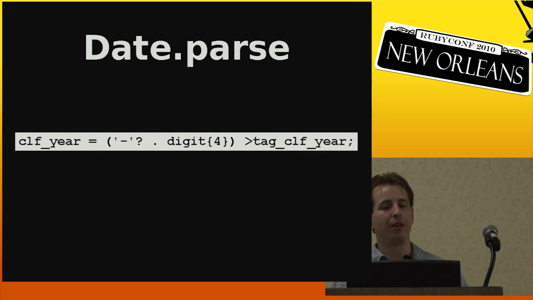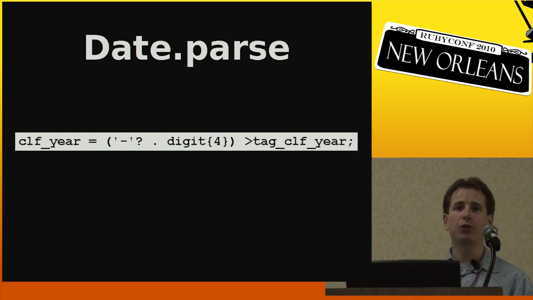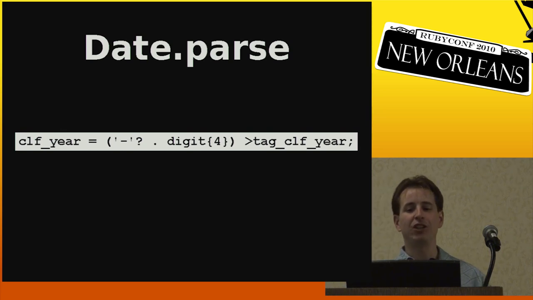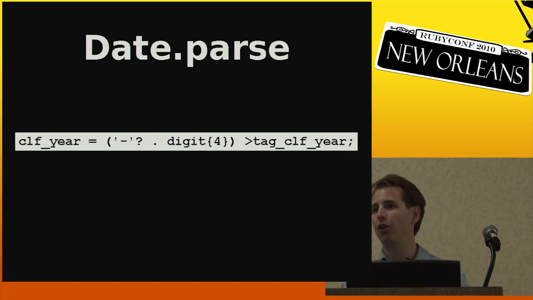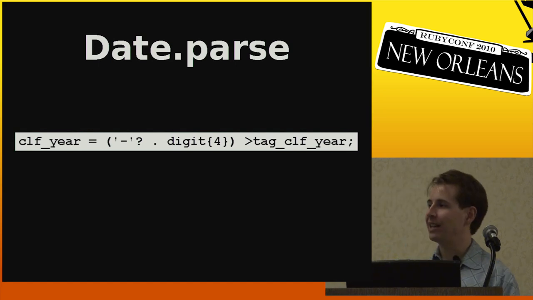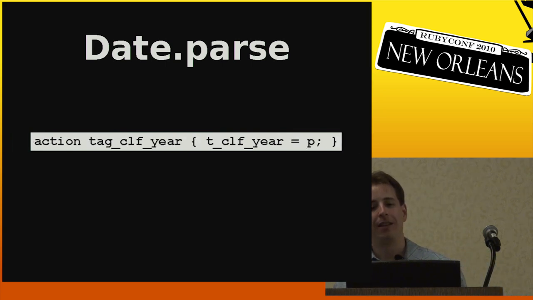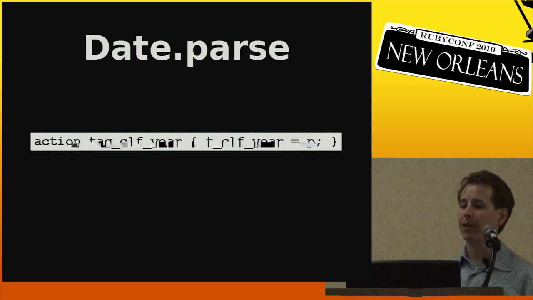So let's just take this first line. This creates a Ragel machine named clfyear that will parse four digits, optionally preceded by a minus sign. Now, Ragel supports numerous state machine actions for each machine. And one of the most common actions is the entering action, which is called when the machine is entered. So when the clfyear machine is entered, the action tag clfyear is called. That action just sets a local variable that I have inside the parsing function to the current value of Ragel's pointer. And this marks the beginning of the submatch.